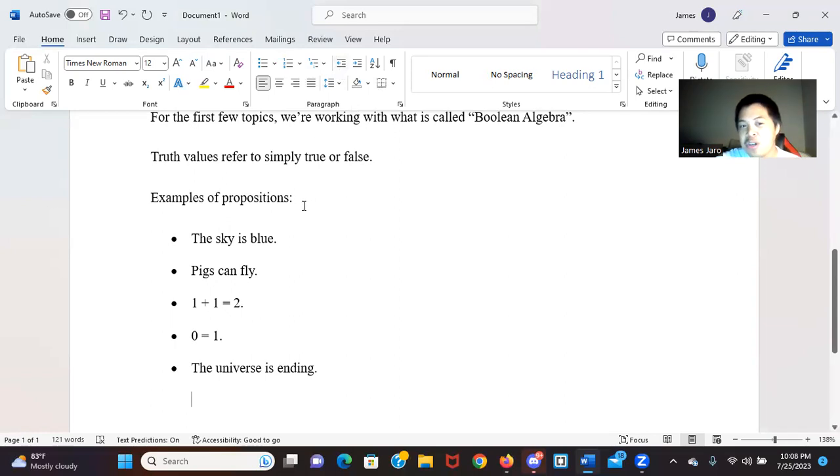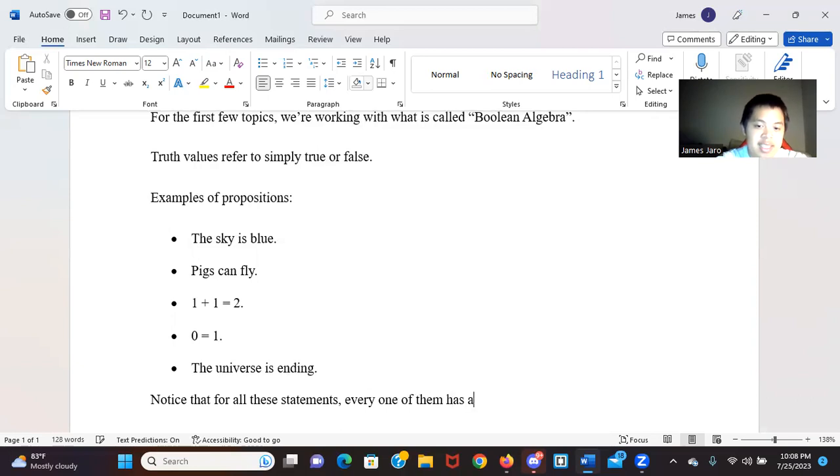Note that for all these statements, every one of them has either a true or false value. We can definitively say that either the sky is blue or the sky is not blue. So that's what we mean when we say truth value.